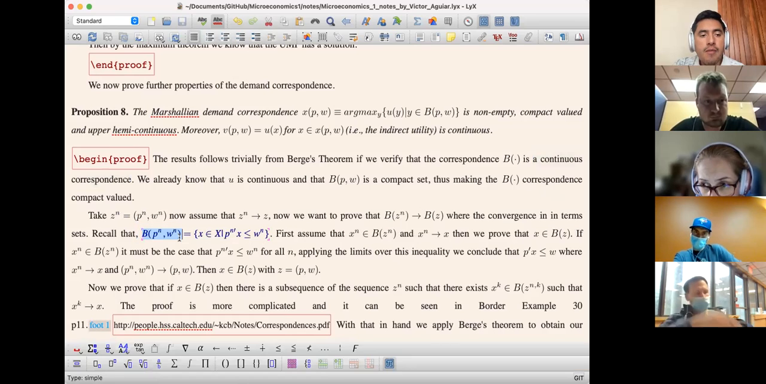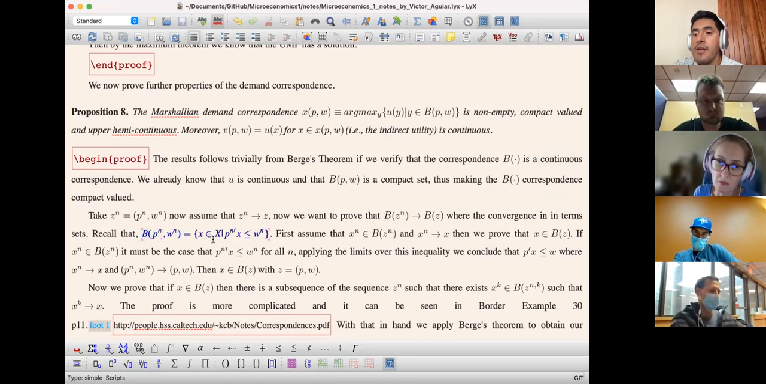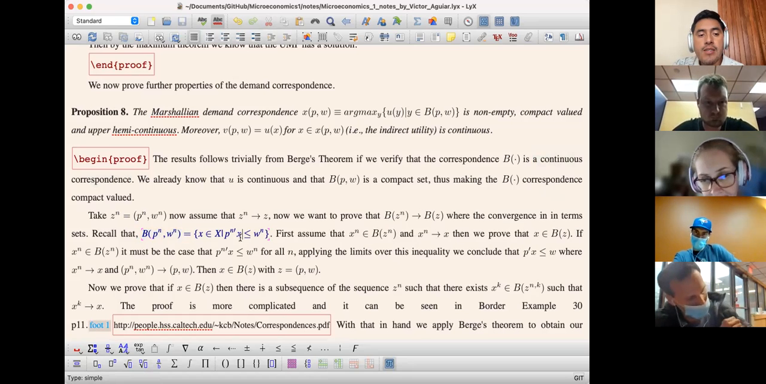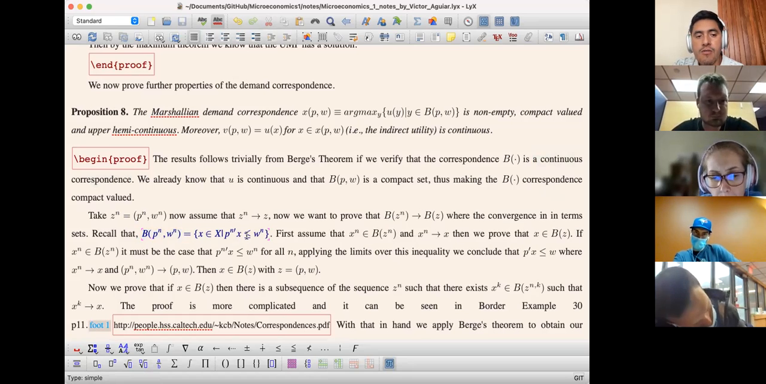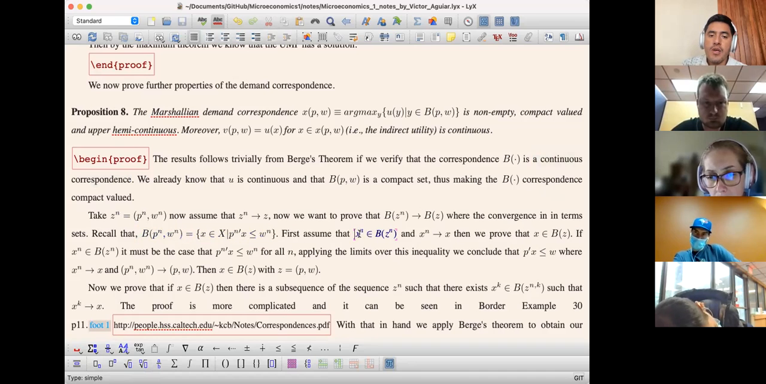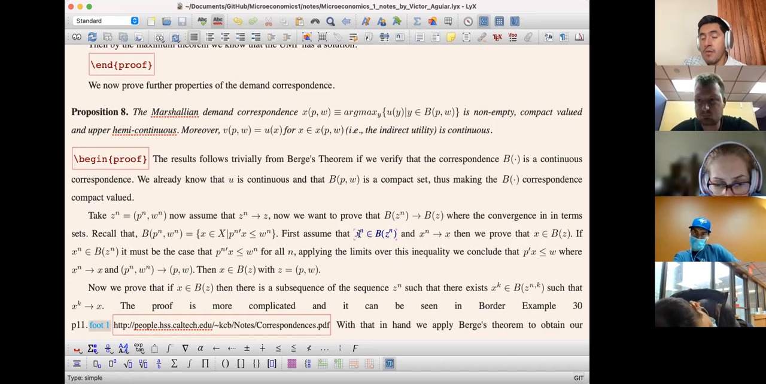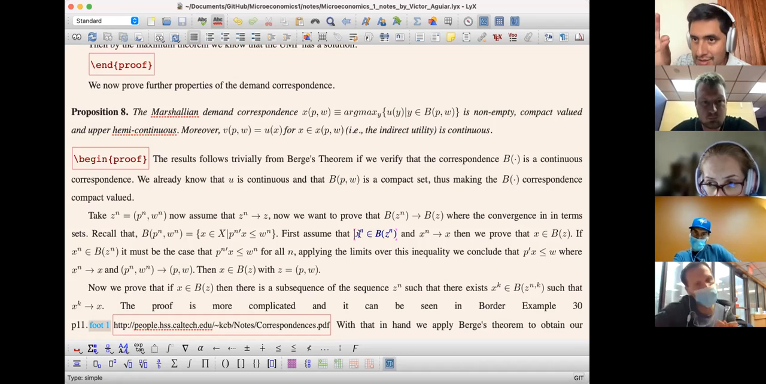So recall that the budget correspondence for the (Pn, Wn) sequence is essentially all the items in X for which the X's are inside the budget constraint, given that Pn and Wn are characterized in the given budget n. Now, first assume that Xn that belongs to this budget image and Xn to X essentially is converging. So these are elements on the image. So these are demands instead.